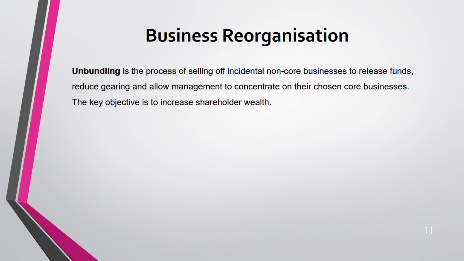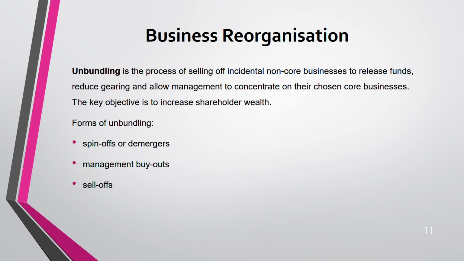You might want to get more funds. You might want to reduce your gearing. You might think management can concentrate better on the core business. Whatever it is, the key objective is to increase shareholder wealth. Understand this. These are the forms of unbundling, and these are the things you have to know: spin-off or demerger, management buyout, sell-off, liquidation.